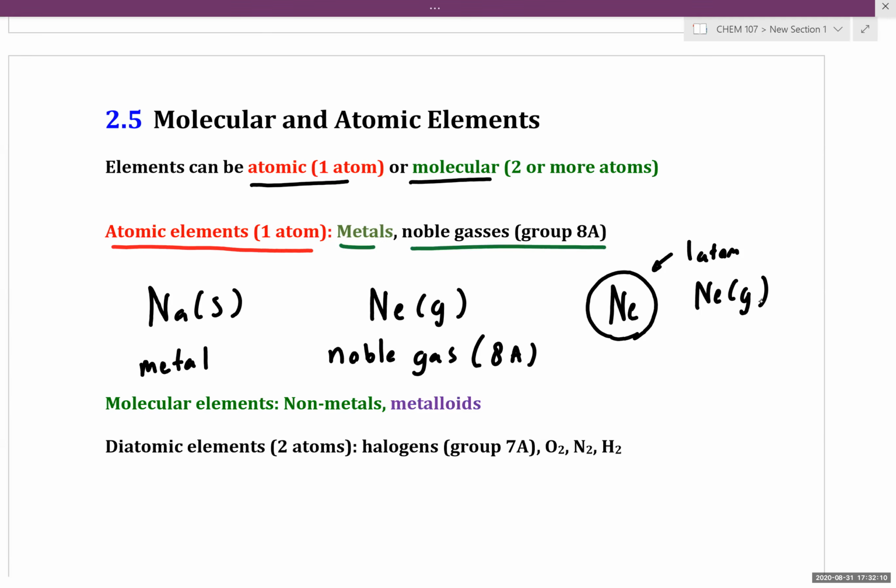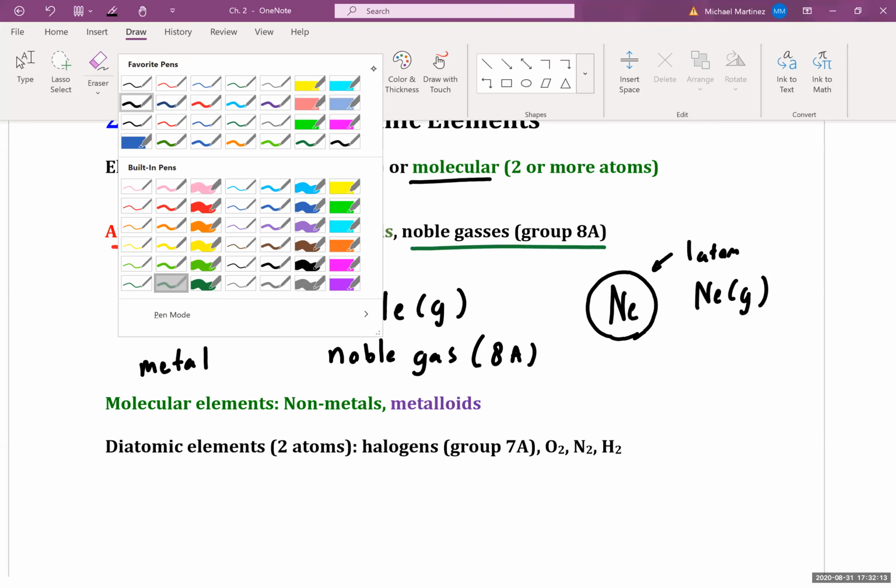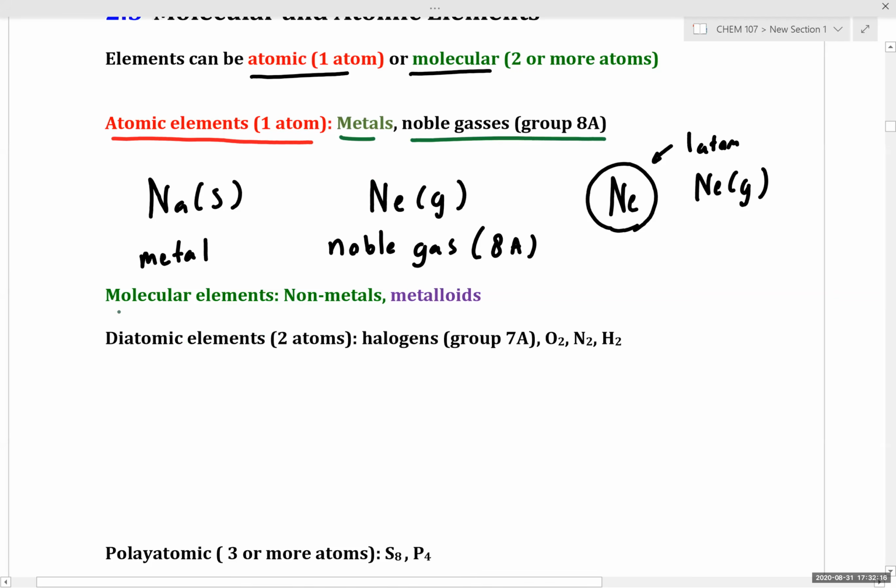Now let's look at our molecular elements. Our molecular elements are primarily our nonmetals as well as our metalloids, and there are different subclasses of molecular elements. The first of which are our diatomic elements, di meaning a prefix of 2. So diatomic elements have 2 atoms as part of their chemical formula. The major diatomic elements are your halogens, oxygen, nitrogen, and hydrogen.